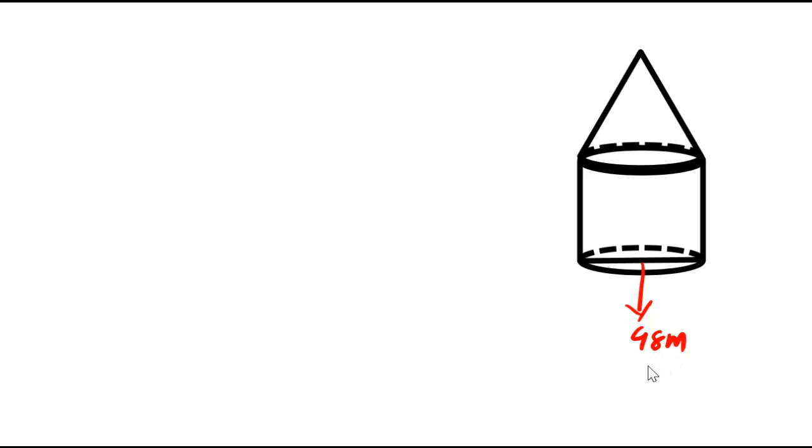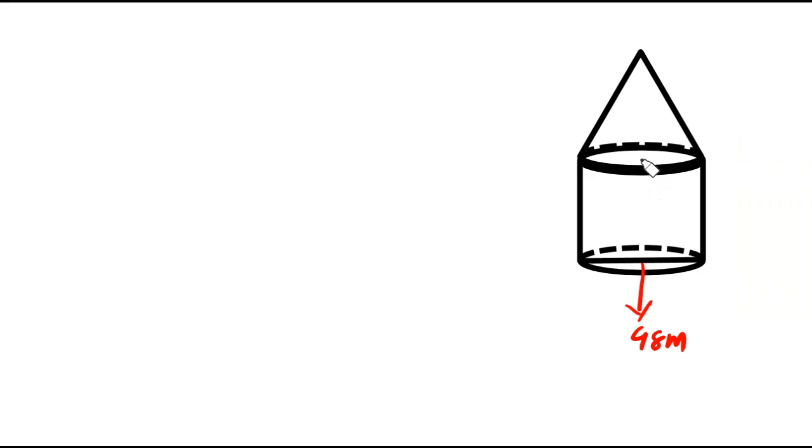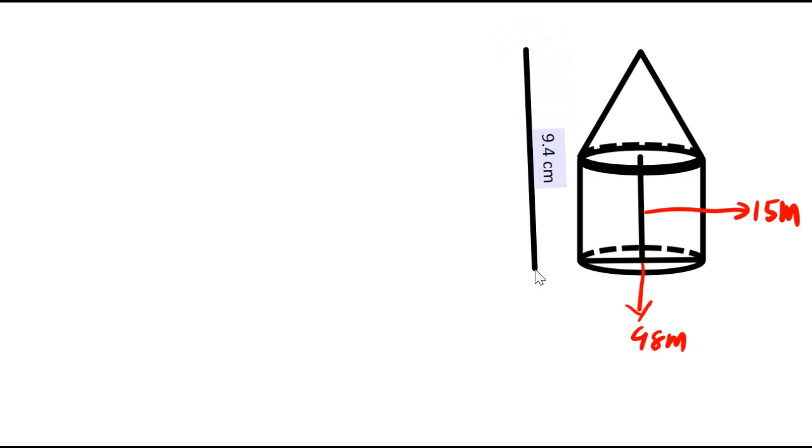Then the height of the cylindrical part is 15 meter. Height of the cylindrical part is 15 meter. This is the cylindrical part. Its height is given. Height will be up to here, and it is equal to 15 meter. Then what more is given? Total height of the tent is 33 meter. That is this height, total height. This is equal to 33 meter.